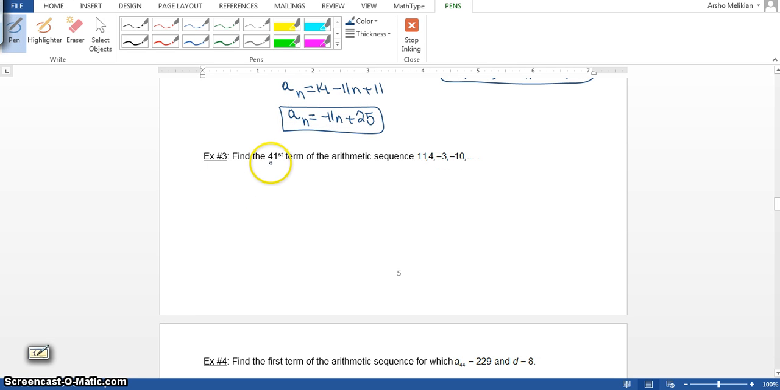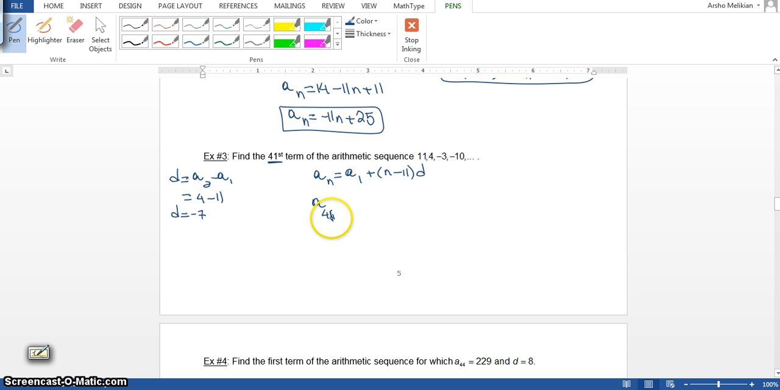To find the 41st term of the arithmetic sequence, again, we're going to use our same formula. So first we need to find D. That's A2 minus A1. 4 minus 11. So that's negative 7. Now, my formula is AN equals A1 plus N minus 1 times D. If I want to find A subscript 41, that's my 41st term, how much is N?